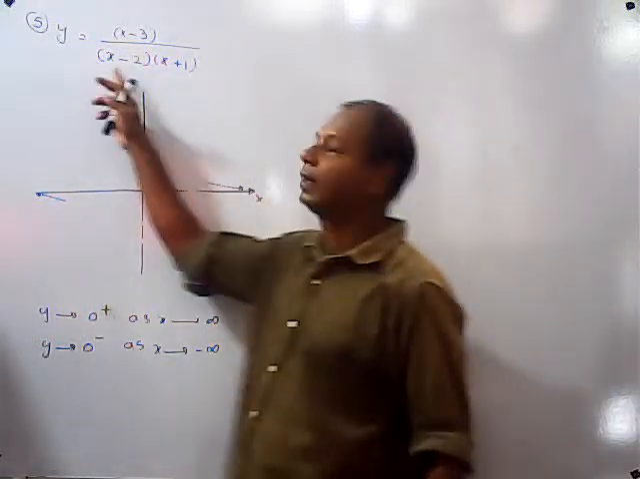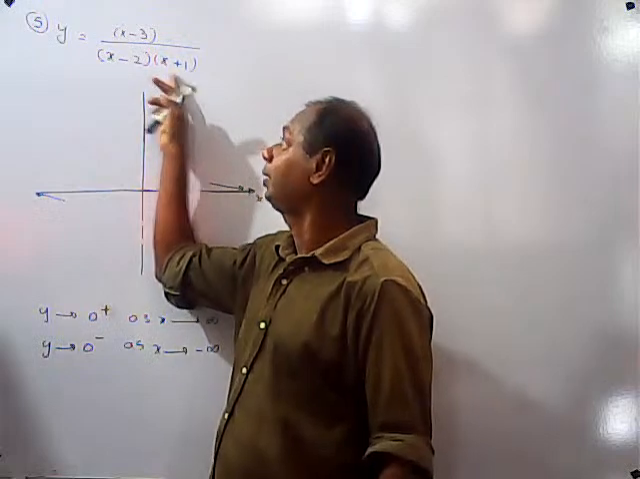For vertical asymptotes, you see that there are two vertical asymptotes, one at -1, the other at 2.